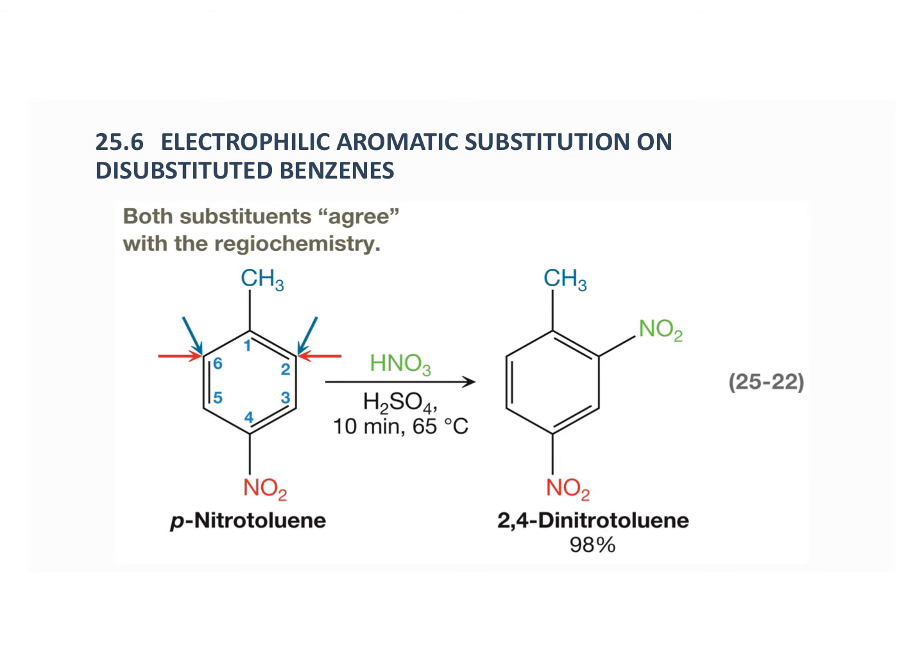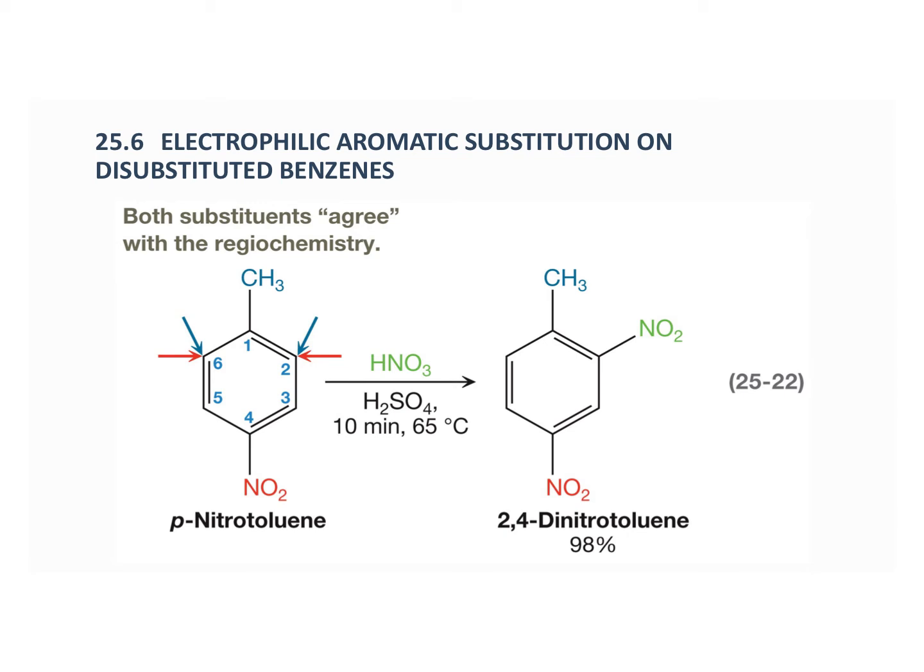Now, when we have electrophilic aromatic substitutions that take place on di-substituted benzenes, we need to consider the effects of each of the substituents on the ring, both on their activating or deactivating abilities, as well as their ortho, para, and meta-directing capabilities. The regiochemistry of these reactions is straightforward if two substituents are in agreement, okay? And when we say they're in agreement, it means they both favor substitution at the same positions on the ring.